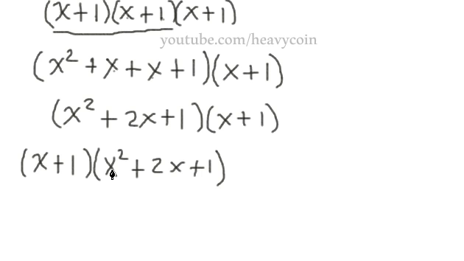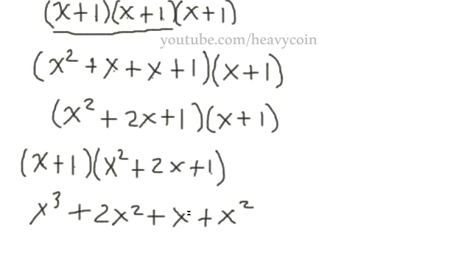So we say x times x squared is x cubed. X times 2x is 2x squared. X times 1 is just x. Now we go to the next one. 1 times x squared is just x squared. And 1 times 2x is just going to be 2x, and then 1 times 1 is 1.